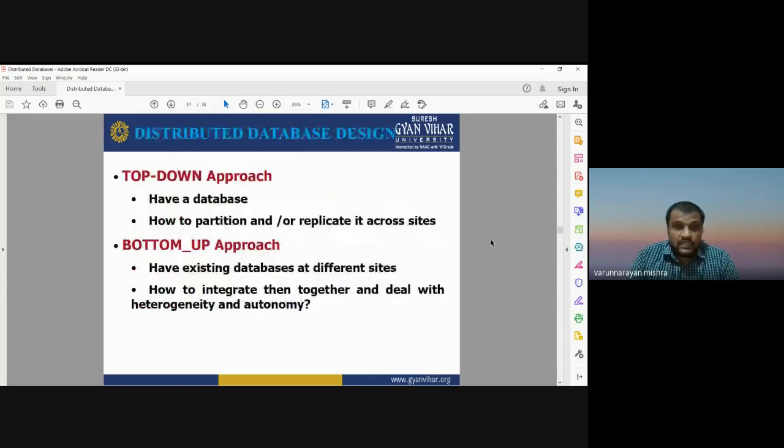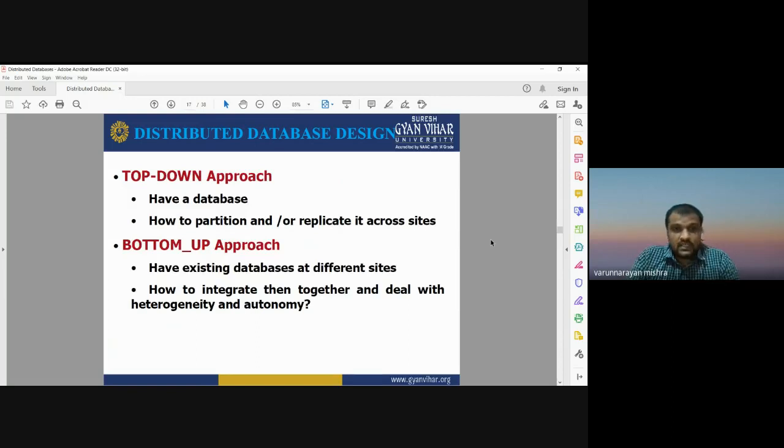Okay, now the designing of the distributed database can also be of two types. We can have two approaches: top down or bottom up approach. Under the top down approach, we have the database and decide how to partition and replicate it across the sites. Whereas the bottom up approach has existing databases at different sites, and the question is how to integrate them together and deal with the heterogeneity and autonomy. So under distributed database designing, we may use the top down approach or the bottom up approach for any kind of distributed database designing process.